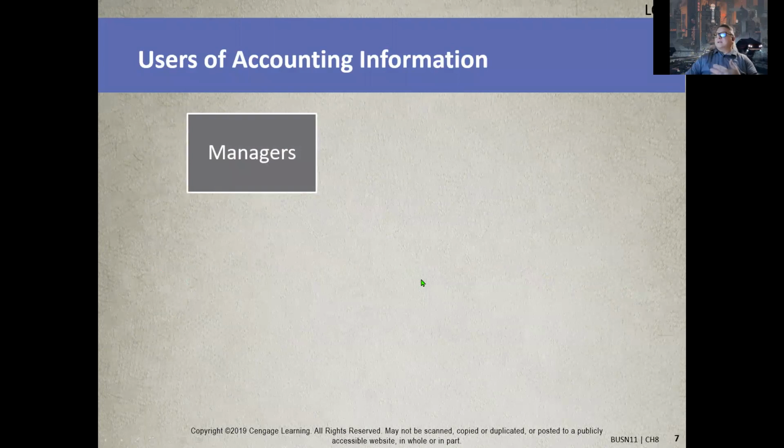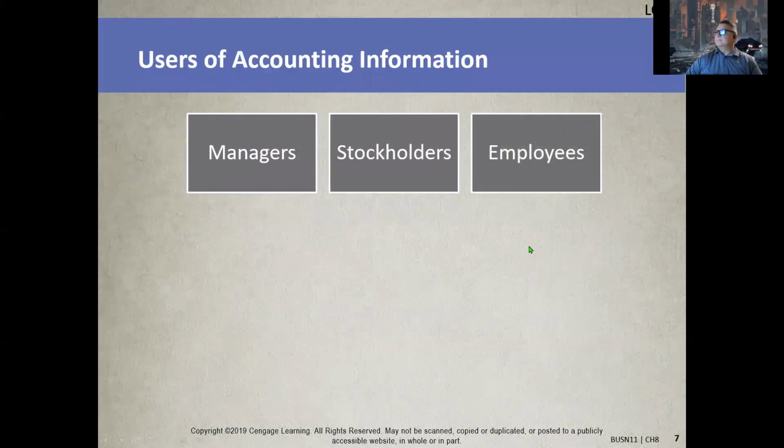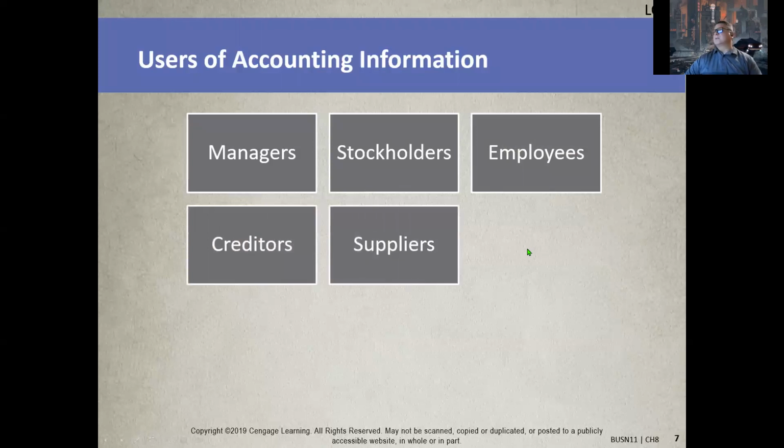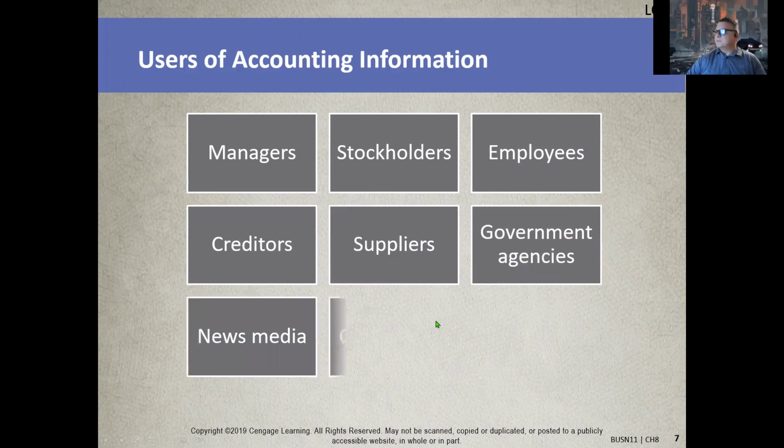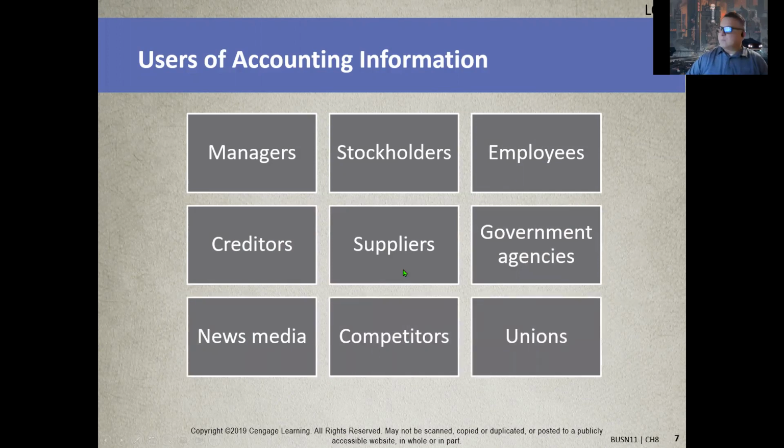Okay, so who uses the accounting information? All these people: managers, stockholders, employees, creditors, suppliers, government agencies, news media, competitors, unions. When I ran the horizontal drilling business, suppliers wanted copies of our financial statements. They want to make sure we could pay them. Same thing with creditors, government agencies, to make sure you're paying the right sort of taxes. Unions are big, but right here we have managers, stockholders, employees. These people want to know that the place they either work for or they manage or they own stock in is financially viable.